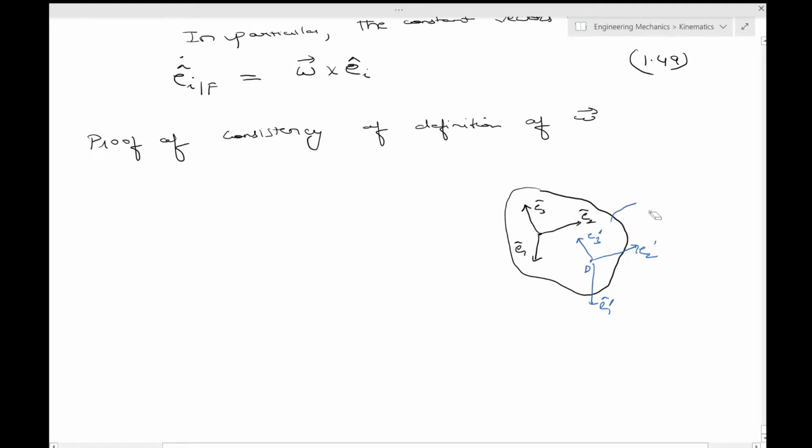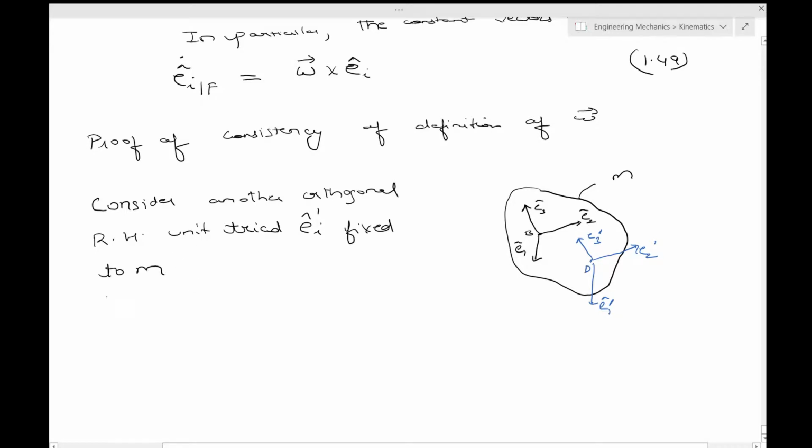Okay, let me just consider. So clearly this is B, this is M. Another orthogonal, meaning all the three axes are perpendicular to each other, right-hand unit triad e_i dash fixed to M. This implies e_i dash are constant in M. Okay, so e_i dash are constant in M.